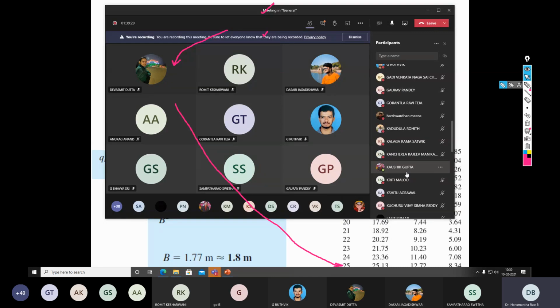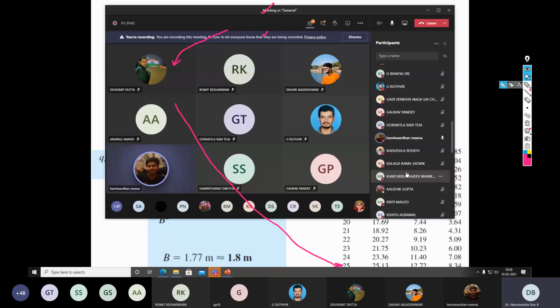Harshvardhan, Meena? Yes, sir. Yeah, so did you calculate? Yes, sir. Last one is right. 1.67. 1.67. Okay. Very good.